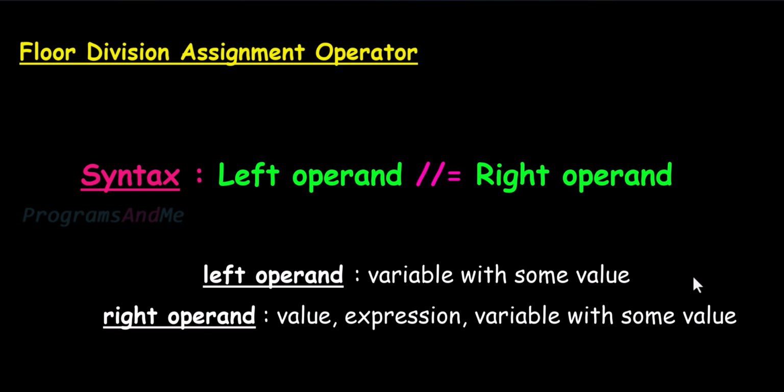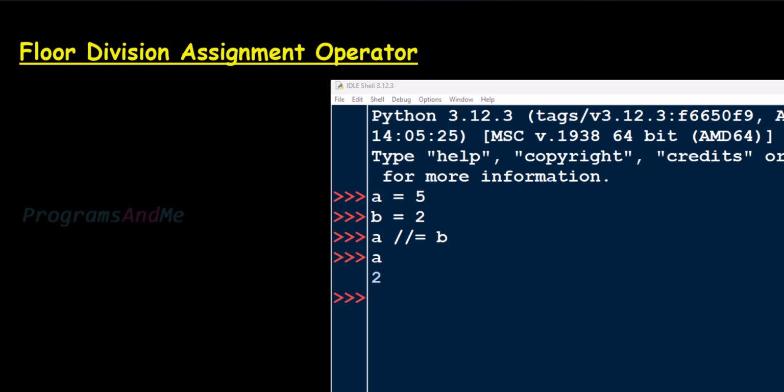This operator is used to divide the left operand by the right operand and round the result down to the nearest integer, and assign the result, or store the result, in the left operand. Perform floor division operation and assign the result to the left operand. That's it. Here we can see the example.